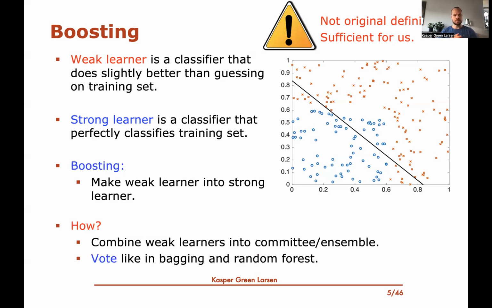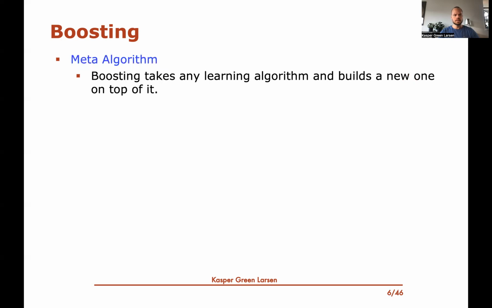And the basic idea is that they will vote. You'll train a bunch of these weak learners, a bunch of hypotheses, and then they are going to vote, like we saw in the bagging and random forest video just before this one. Okay, so let's dive into a little bit more detail on this.